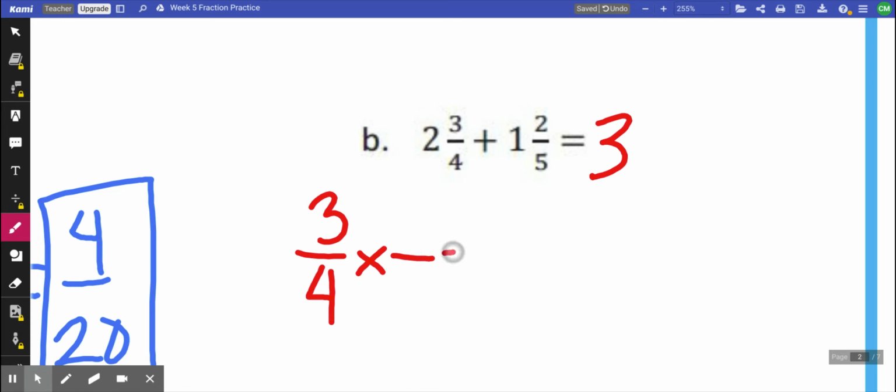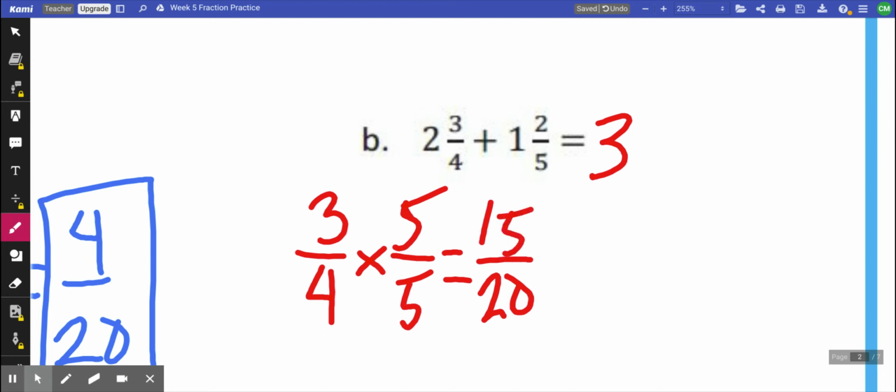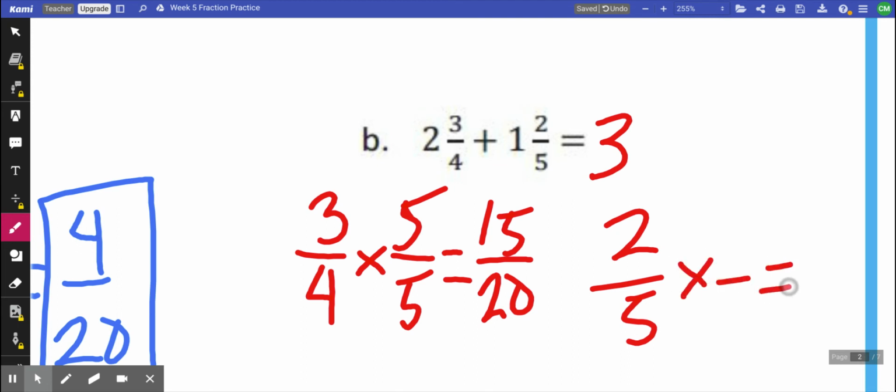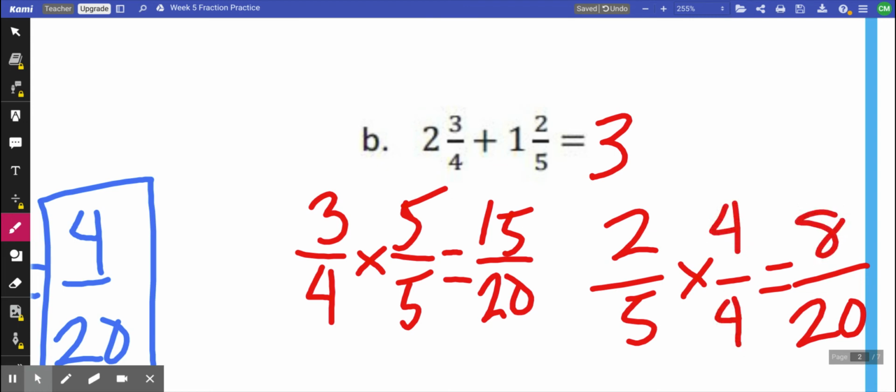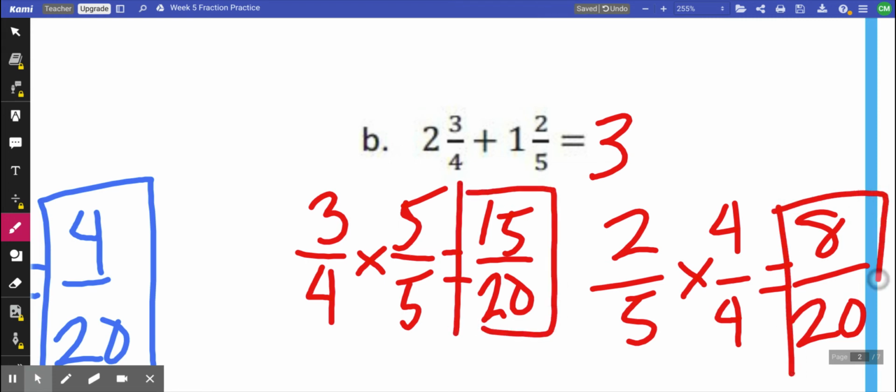Let's find our equivalent fractions. What is an equivalent fraction to 3/4? I know that I need to multiply it times 5/5, so the equivalent fraction is 15/20. What is an equivalent fraction to 2/5 that has 20ths in the denominator? I know that I'll multiply it by 4/4, so I'm going to get 8/20. Now, I just have to add up 15/20 and 8/20, and I'm going to get 23/20.